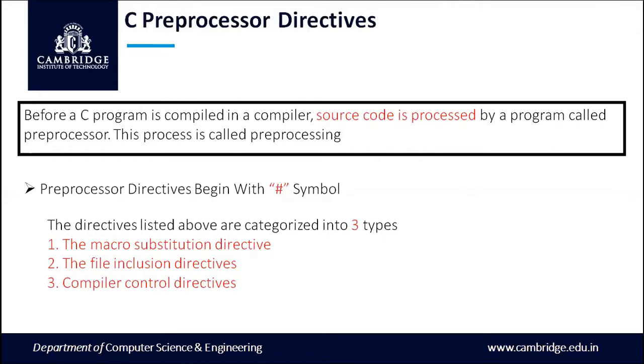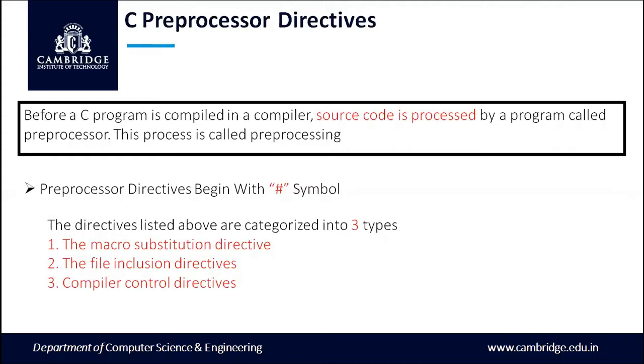Here the preprocessor directive begins with the hash symbol. We are all very much familiar with the hash symbol. Whenever we start writing a program in C, we start our program with hash. That hash we call a preprocessor directive. Hash is the symbol for our preprocessor directive.